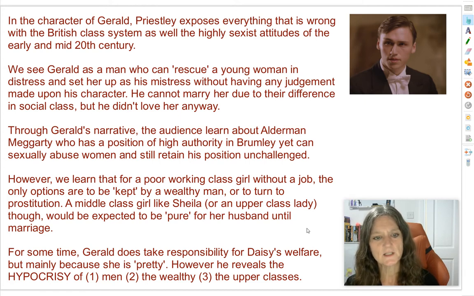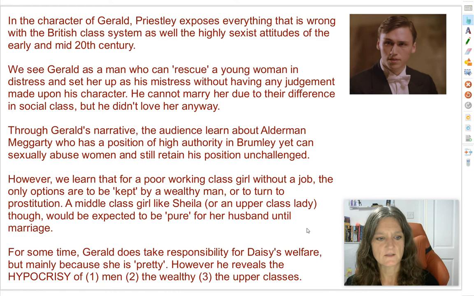However, someone like Sheila, a middle class girl, in the higher end of the middle classes, would be expected to be pure for her husband until she got married. And after she was married, she was expected to have him as the only partner for the rest of her life, even though men were carrying on with prostitutes or mistresses or whatever.